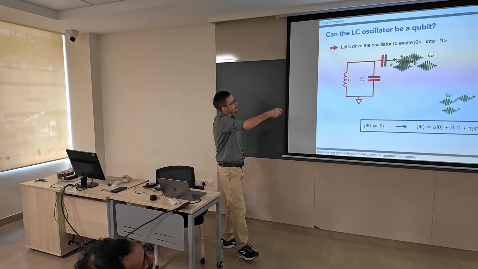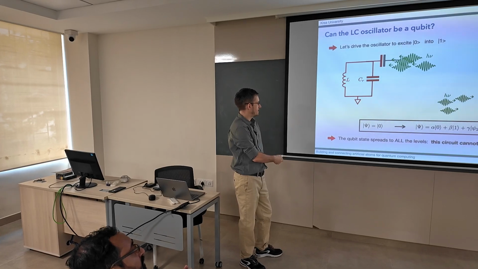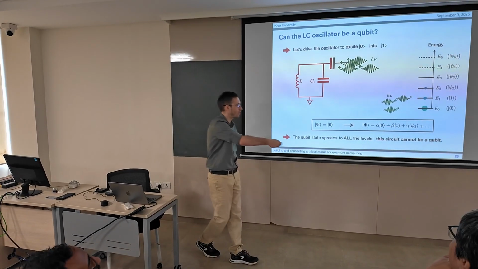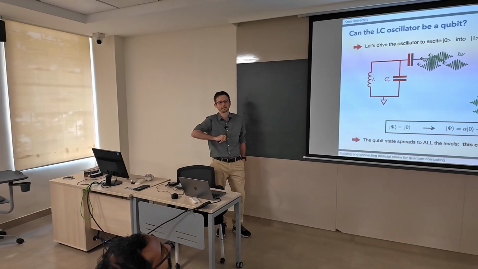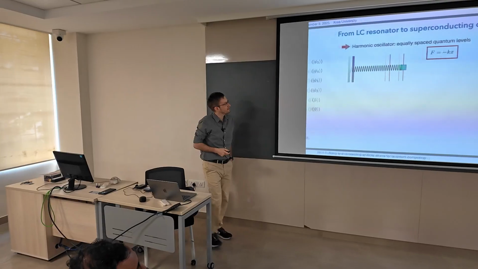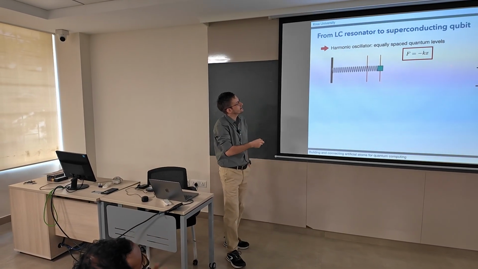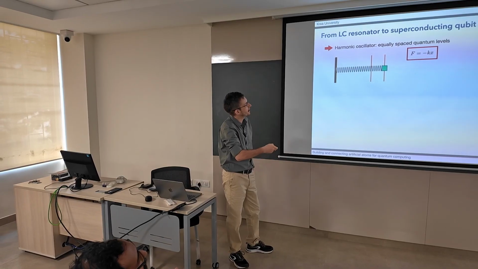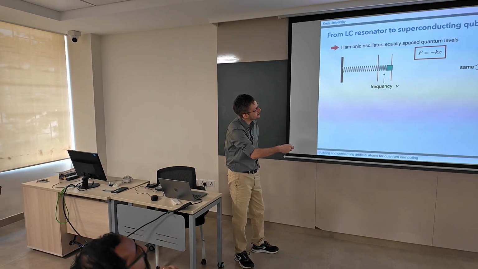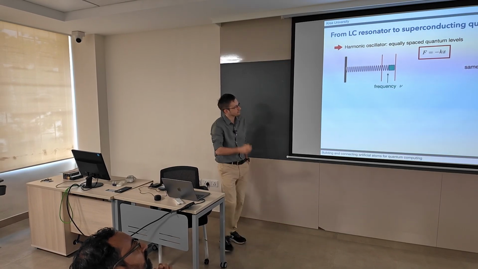Okay. So the problem here is we have equally spaced energy levels. The qubit spreads to all levels when we try to excite the first excited state. And this is why this cannot be a qubit. Okay. So we have to find some other approach. The problem is the linearity of this harmonic oscillator. Basically, it's a linear force, and it has equally spaced levels, right? h mu is the energy between two levels, where mu is the frequency of my oscillator.